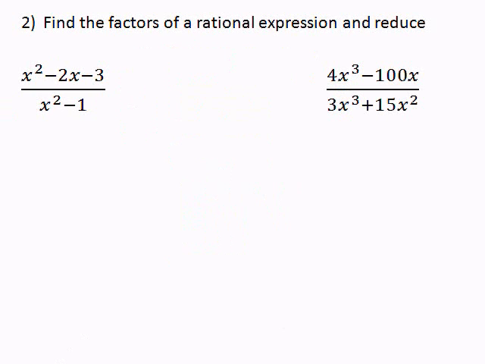Okay, I have a couple of examples for you to try on your own. Please pause the video and press play when you're ready to see the answer.